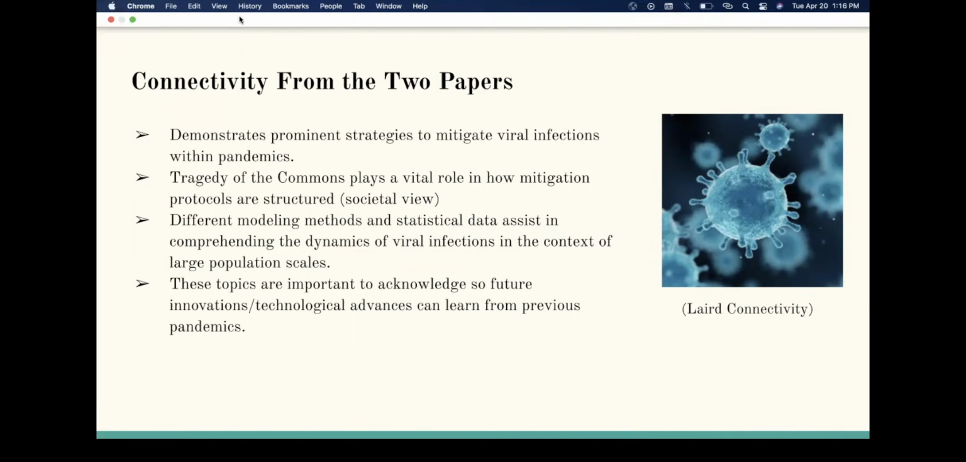Different modeling methods and statistical data assist in comprehending the dynamics of antiviral infections in the context of large population scales. Developing and integrating different dynamic models can help us comprehend patterns or situations involving pandemics on a population level and deciding which protocols can be most beneficial long-term. These topics are important to acknowledge, so future innovations and technologies can learn from previous pandemics.